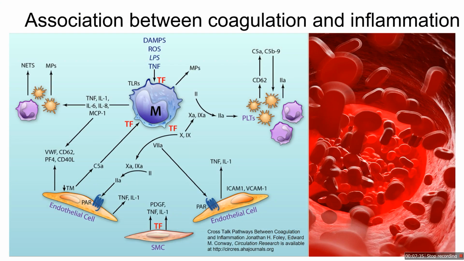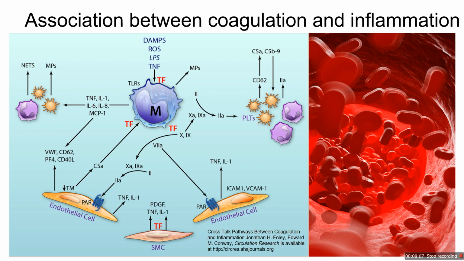This is perhaps the most important slide. It is the association between coagulation and inflammation. And what you're seeing here is what is happening on a cellular level. And what you see here is the monocyte, all right? And what is happening is that once you have an infection, you have the DAMPs, that's the damage-associated molecular proteins that you have. You have your reactive oxygen intermediates, your LPSs and your TNF.